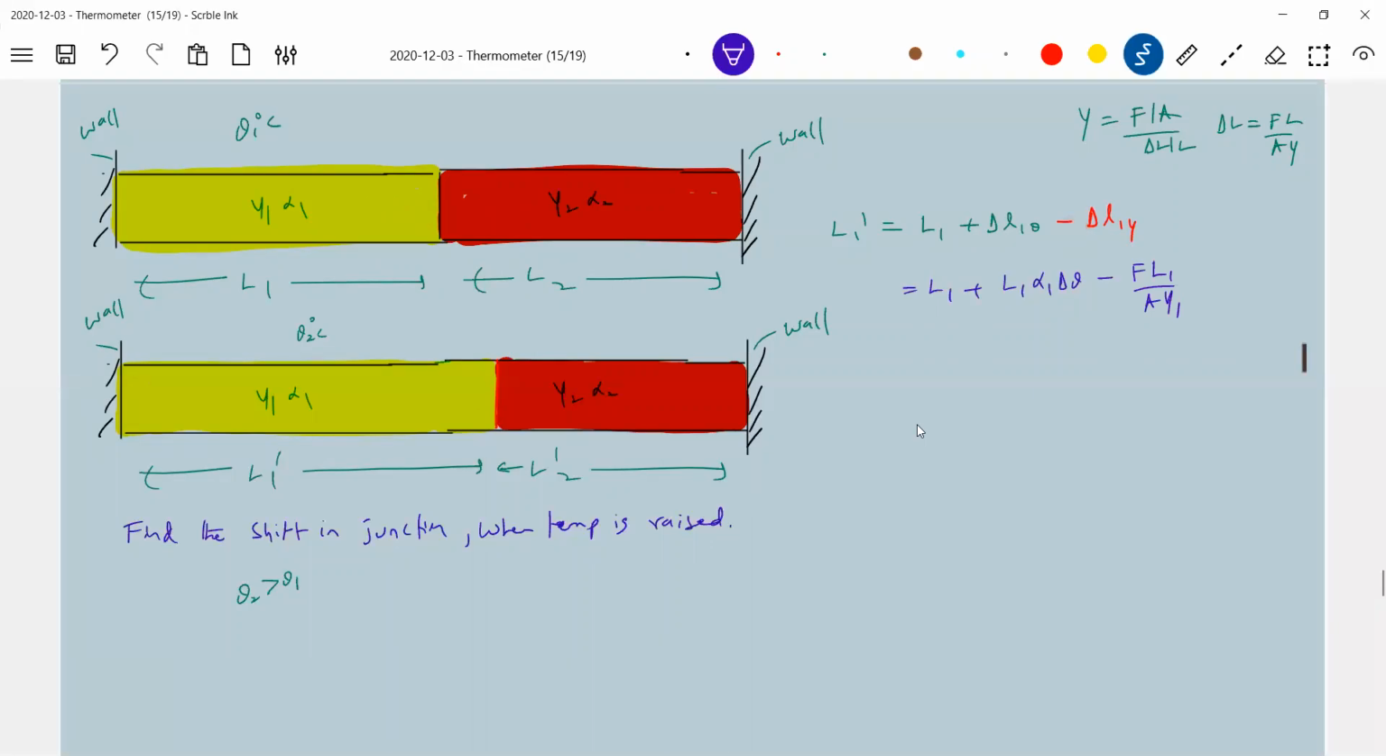Okay, now similarly, we'll go for L2. L2 dash is equal to L2 plus. Similarly, if the first rod were not there, the second rod would have expanded.